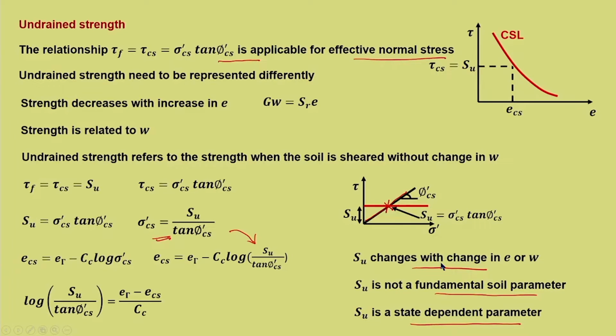So, the state is defined by void ratio. In the critical state framework, we define it using void ratio. So, initial void ratio gives where it is with respect to the final state which is on the critical state. That is why Su is known as the state dependent parameter. We will come to what is meant by state in the subsequent slide.